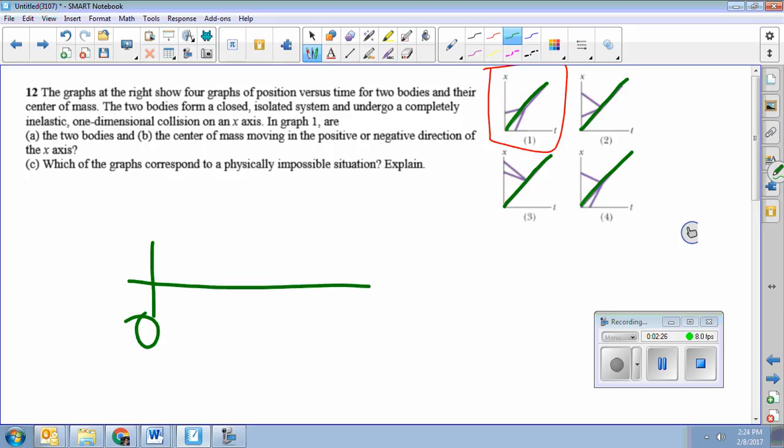If this is a position of 0, I can't have mass 1 here and mass 2 here, and then my center of mass over here. That doesn't make sense, right? The average position of mass has got to be in the middle. Okay? So D says which ones are impossible. Well, this one totally doesn't make sense. This one doesn't make sense for the same reason, right? So those 2 don't make sense. Are we good with that? All right. Are the other 2 possible?